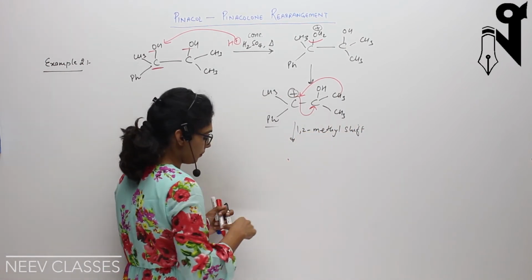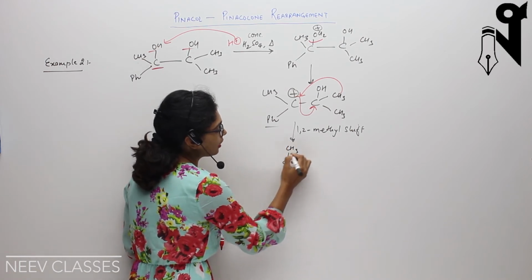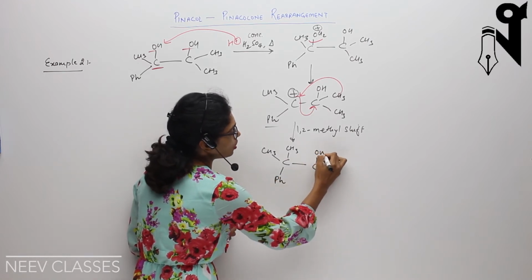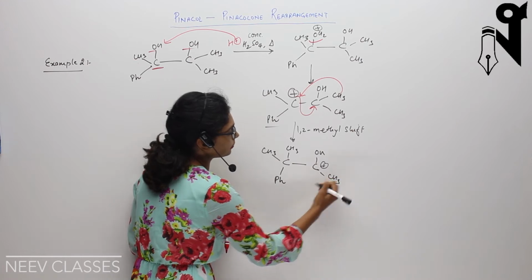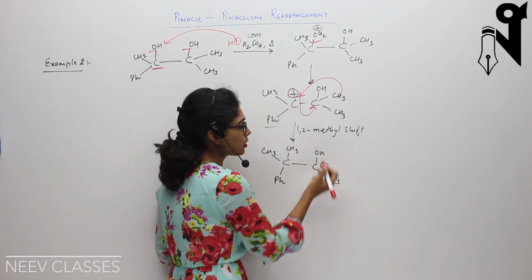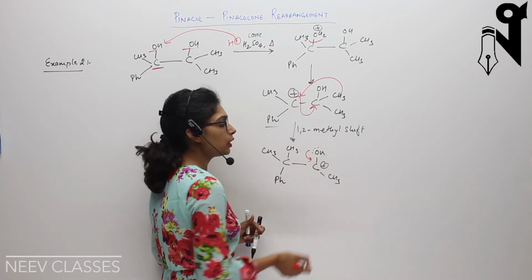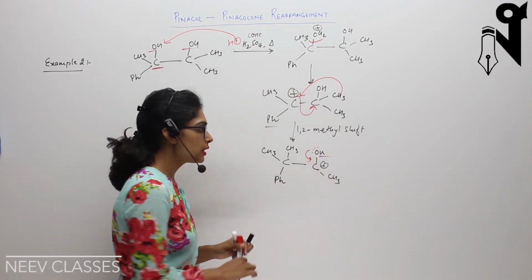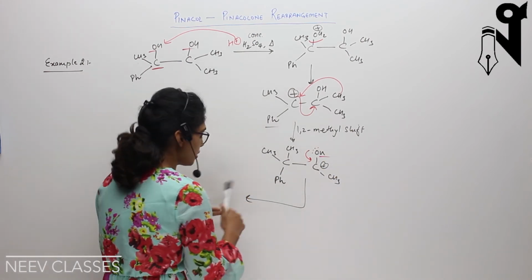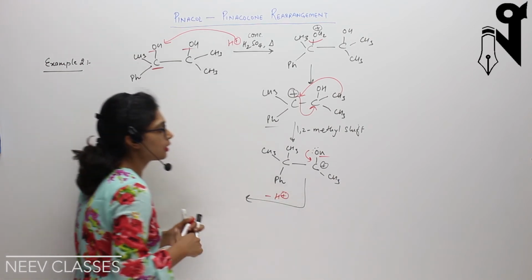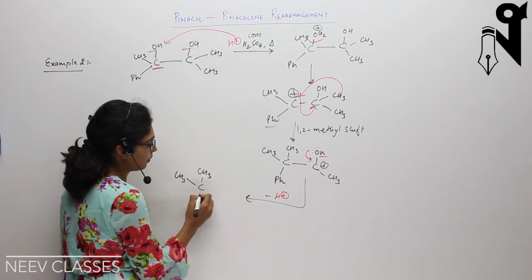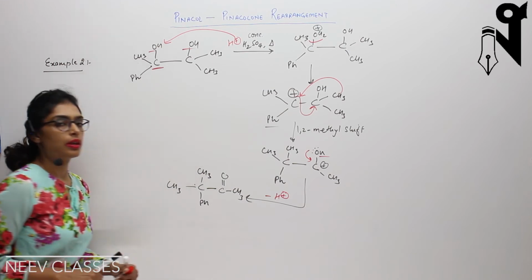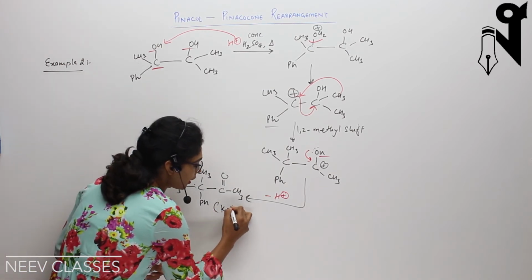So this will become CH3, CH3, benzene, OH plus and CH3. Now this oxygen will try to form a bond with the carbon, and due to its mesomeric effect will lose this hydrogen as H plus, and hence eventually, minus H plus, we will get a ketone, C double bond O, CH3. So this will be the ketone formed after rearrangement.